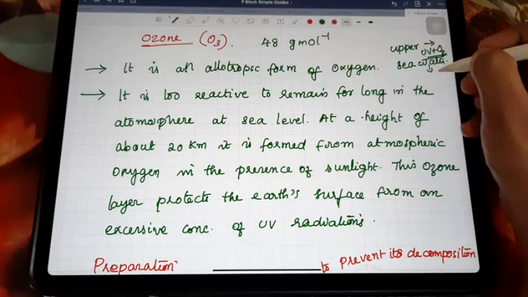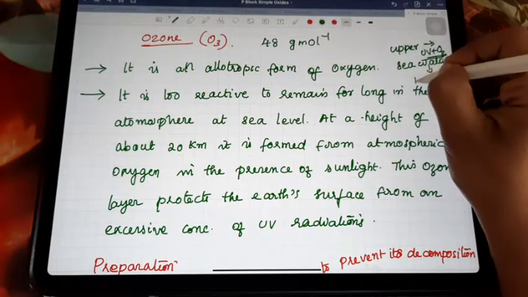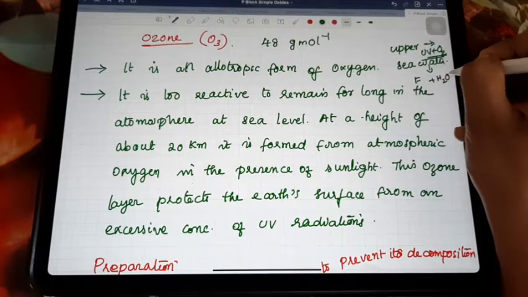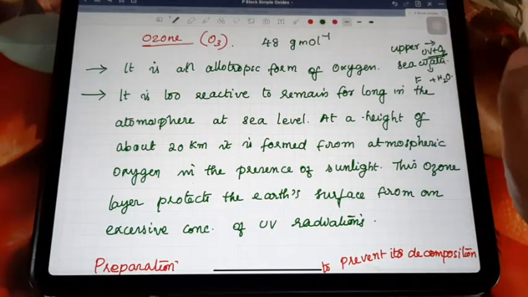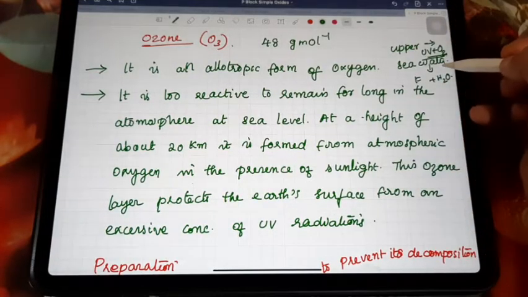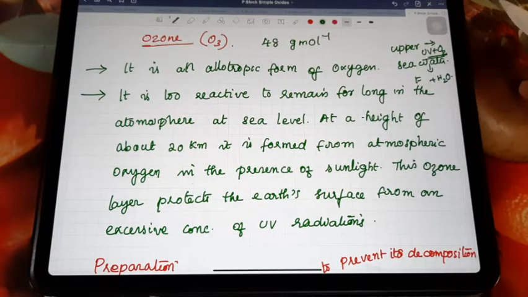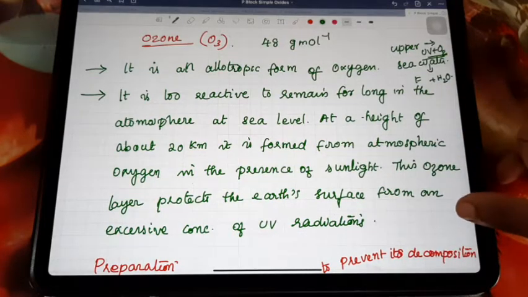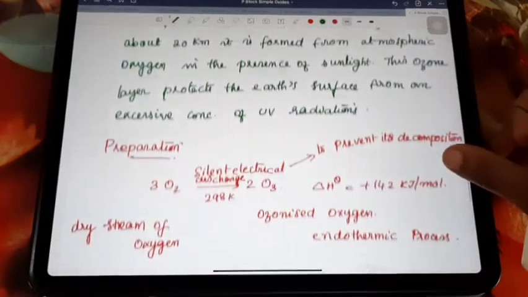In seawater, it is formed due to the reaction of fluorine with water. Due to the chemical reaction of fluorine and water, ozone is produced in seawater. So ozone is present in two ways in the atmosphere, in the upper layer and also in the seawater. Next one, preparation of ozone.